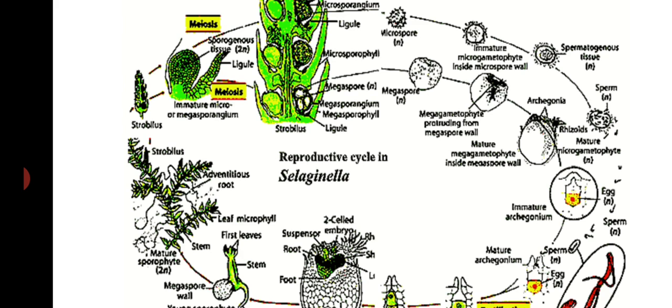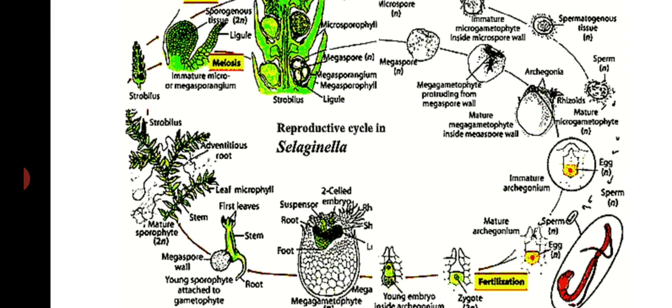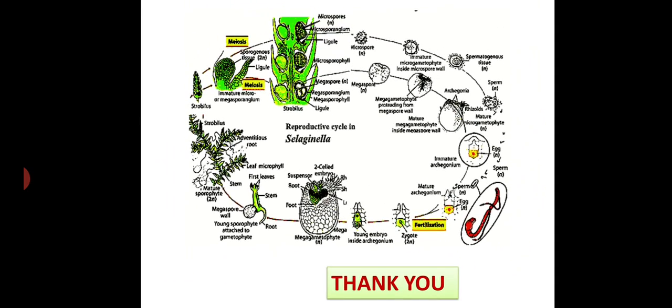The antheridium produces the spermatozoids or sperms, and the megagametophyte produces the archegonium. The female gamete is the egg. Both are united to form the zygote. Then the zygote by further division produces the young Selaginella plant. This is about the life cycle of Selaginella.